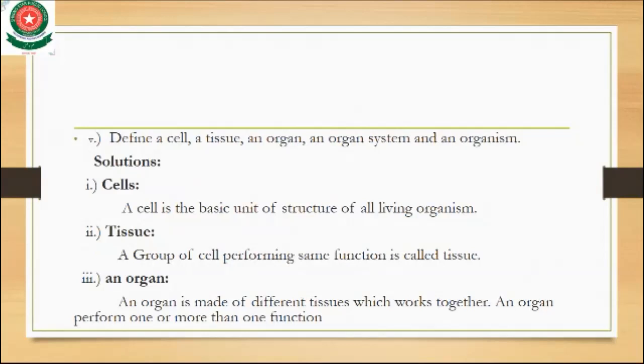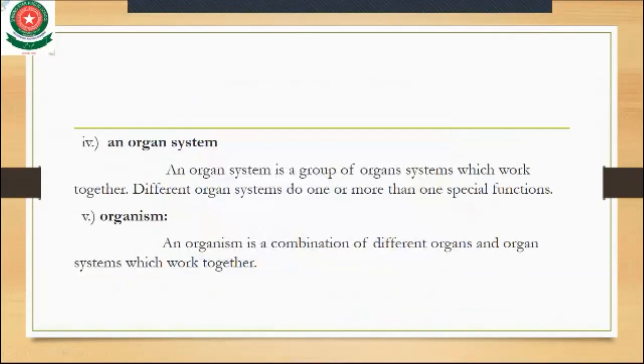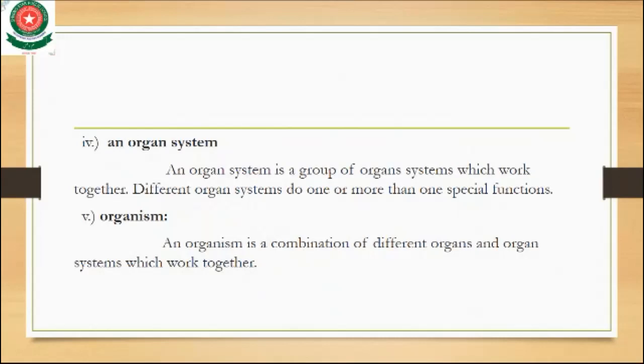Second, tissue. A group of cells performing the same function is called a tissue. Organ. An organ is made up of different tissues which work together. An organ performs one or more than one function. You will write this down. I will send this file on Google Drive, you can download it. An organ system is a group of organs which work together; different organ systems do one or more than one special function. Organism. An organism is a combination of different organs and organ systems which work together.